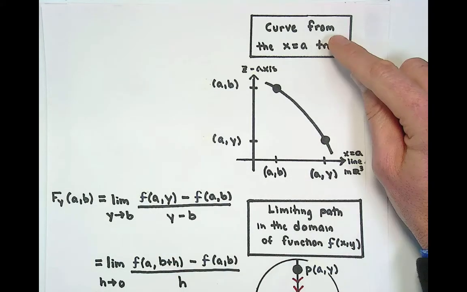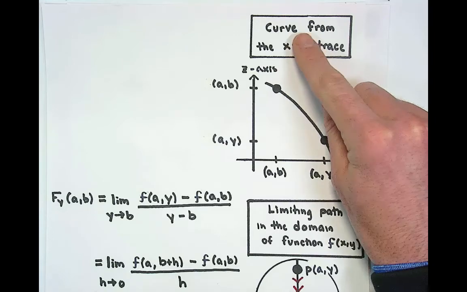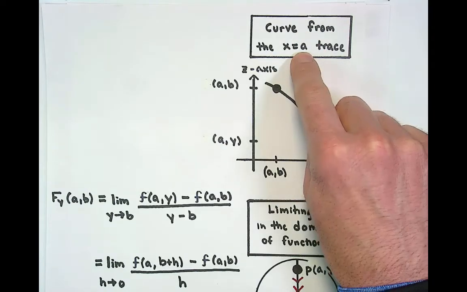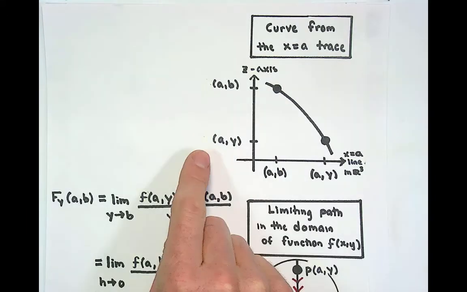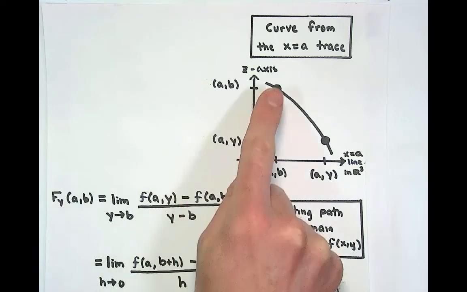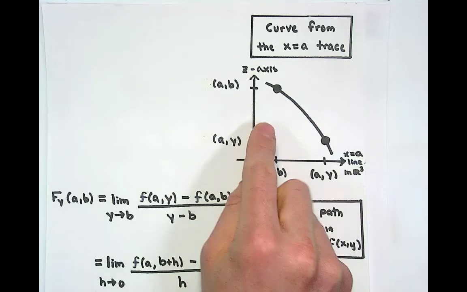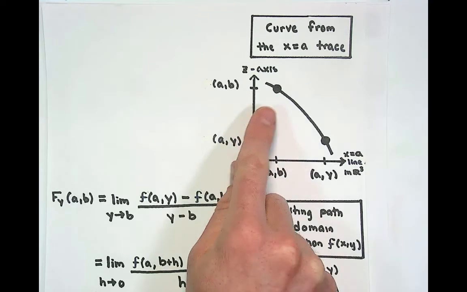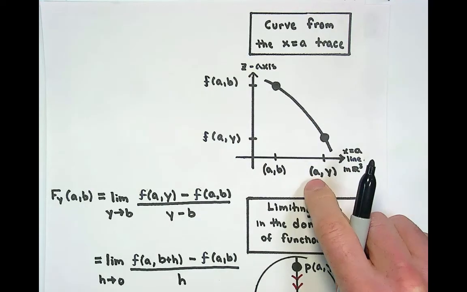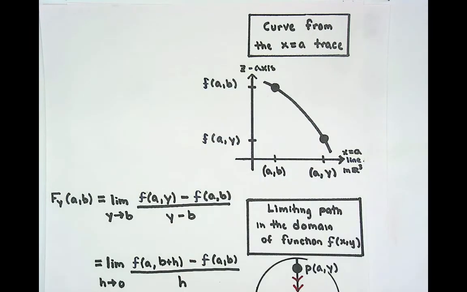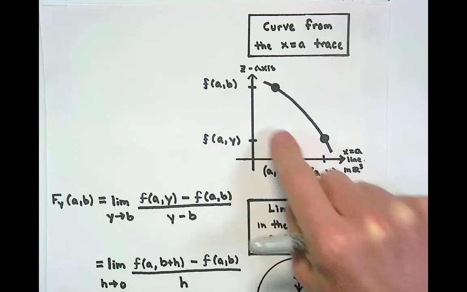We do the same 5 steps. We start by graphing the surface, intersecting that surface with the plane x equal a. So this equation is a 3-dimensional equation. It has 3 coordinates, (a, 0, 0). And then when we intersect that plane with the surface, we get this curve. Of course, step 2 is to graph 2 points on that curve. So the first point is (a, b, f of a, b). Of course, this is not (a, b), this is f of (a, b). And then the second point was (a, y, f of a, y). The equation x equal a is a trace that produces that curve.